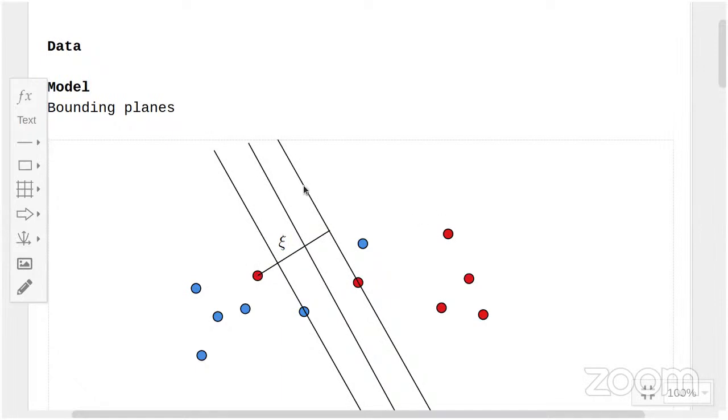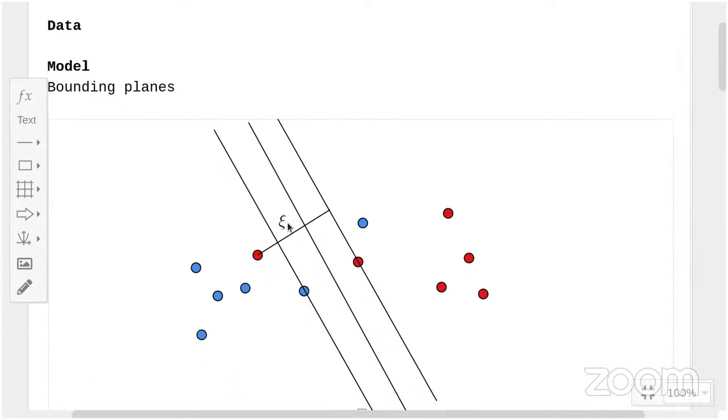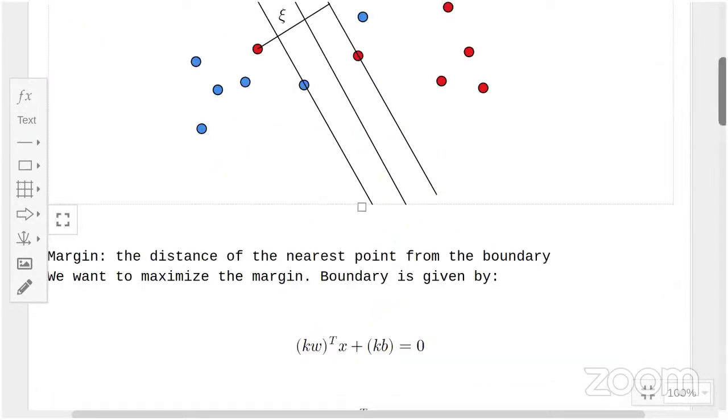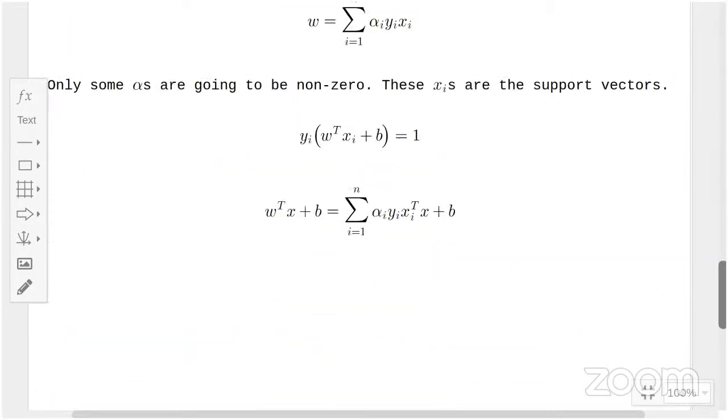It's okay if this point is on the wrong side of the boundary, but I am allowing these points to be on the wrong side while at the same time measuring by how much they are violating this margin. If this point had been anywhere here, or on the bounding plane, the slack would have been 0, but it is on the wrong side. So I end up allowing some slack. For each point I have the slack.